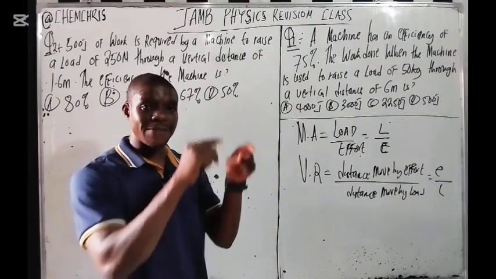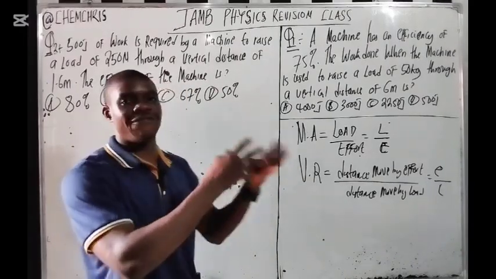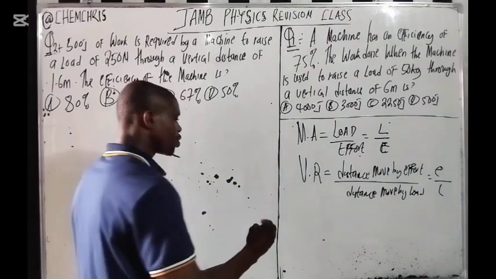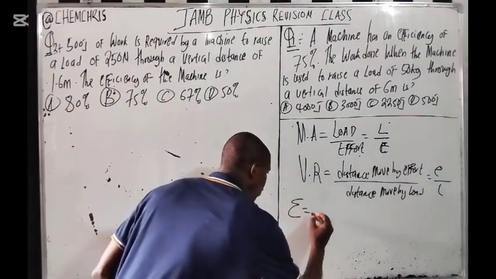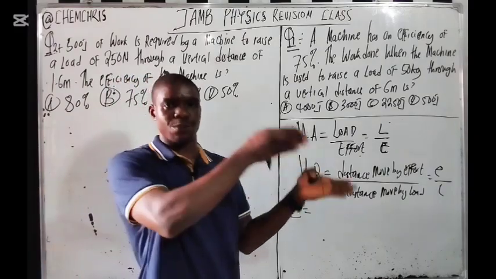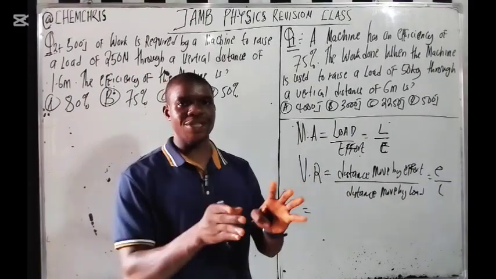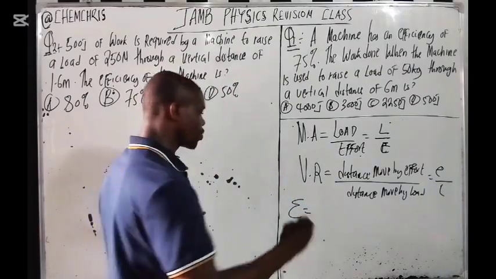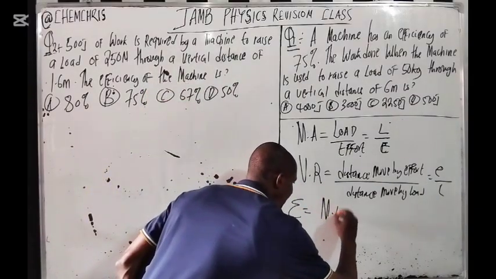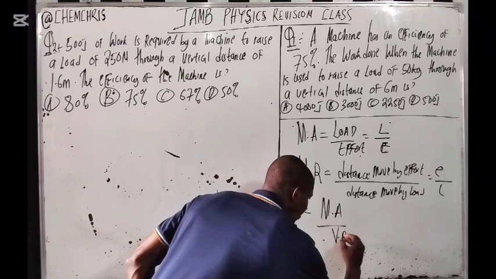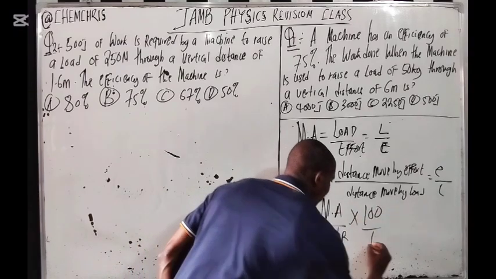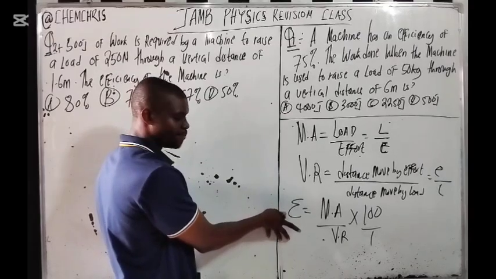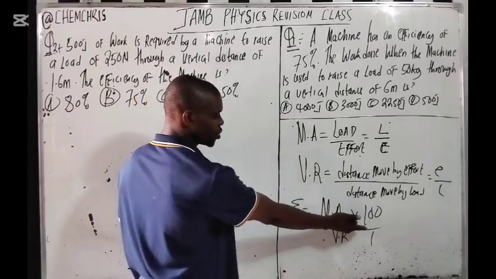Another thing to understand in machine, please pay attention, is called the efficiency of a machine, how efficient the machine is. The efficiency is equal to work output over work input. Efficiency has different formulas. The first one is mechanical advantage over velocity ratio times 100 over 1. So mechanical advantage and velocity ratio are related with efficiency: MA over VR times 100 over 1.